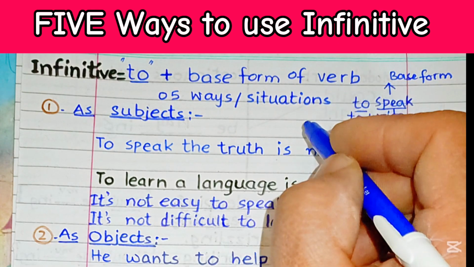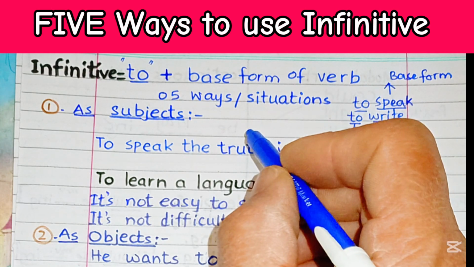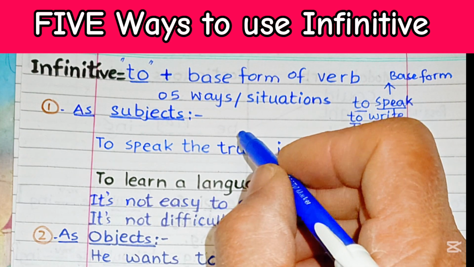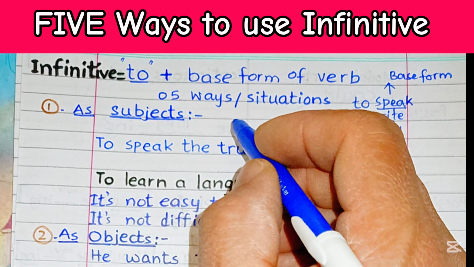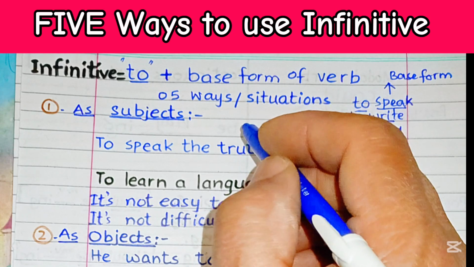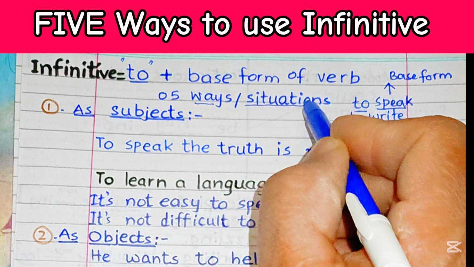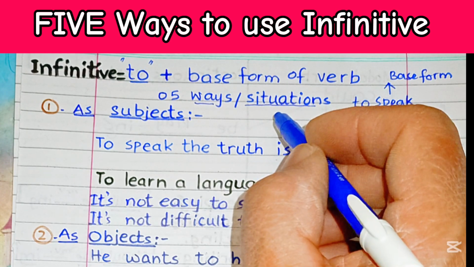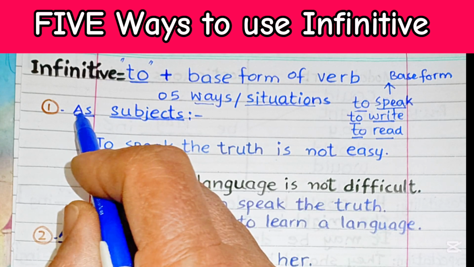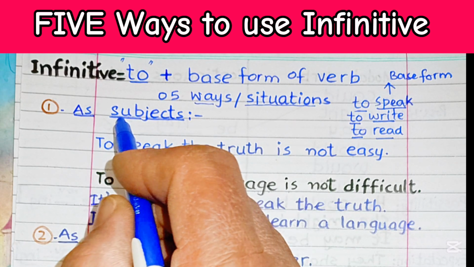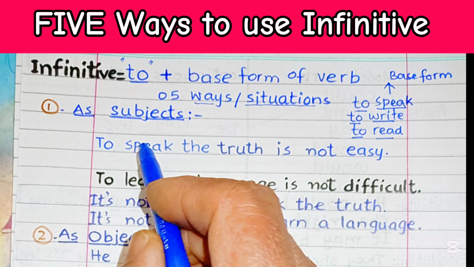Now, despite the fact that infinitives refer to actions, they often perform the same function as adverbs, adjectives, and nouns. So let's look at the 5 various ways where we can use infinitives in English. The first one is that infinitives can be used as subjects. Infinitives can be the subject of a sentence.